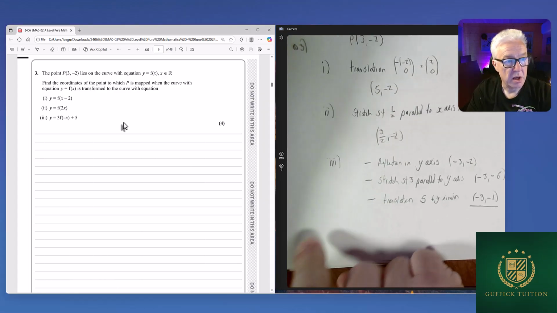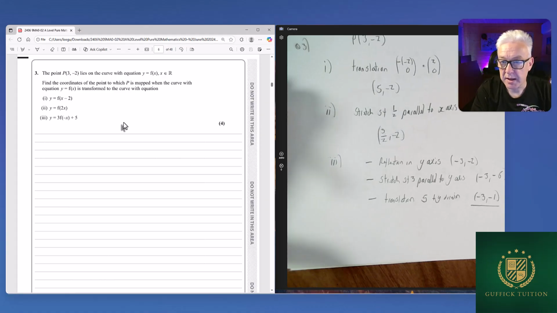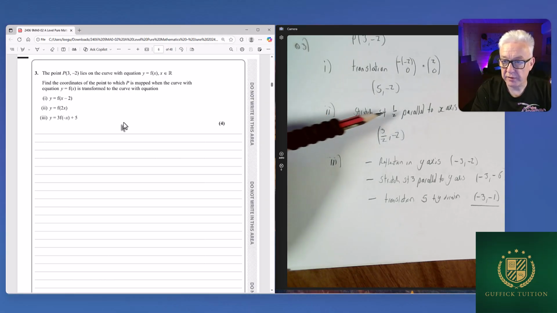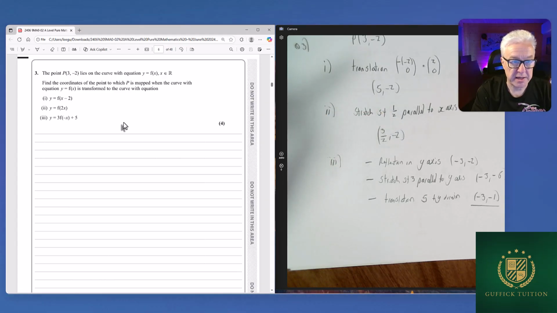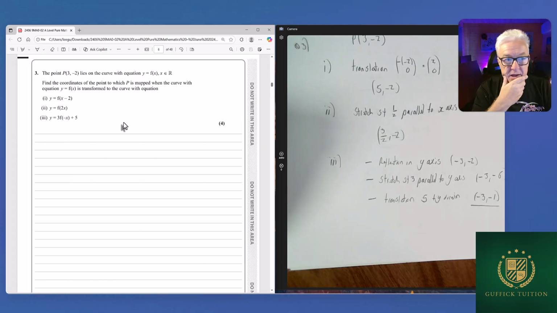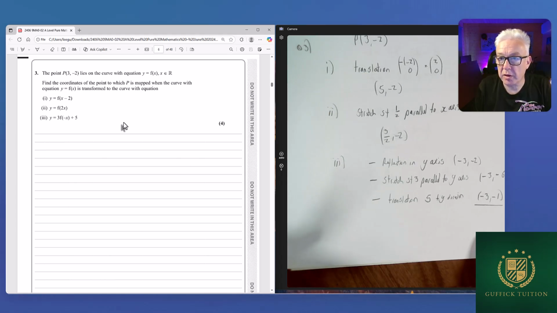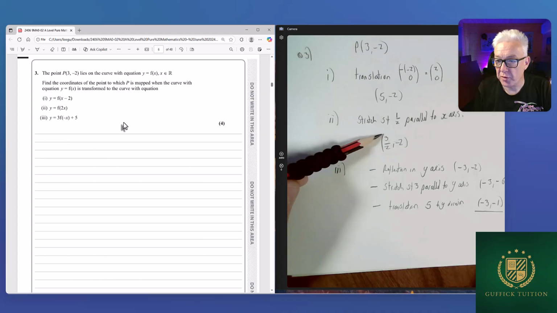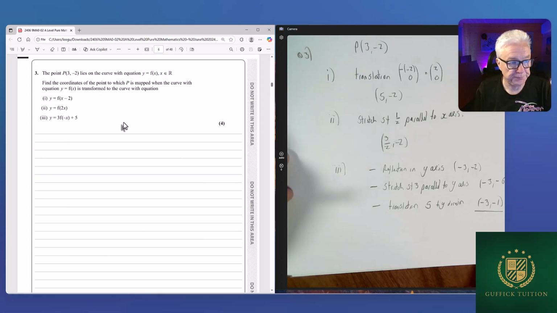Number 2, f of 2x. This is a stretch of scale factor 1/2 parallel to the x-axis. So that means if something's stretching parallel to the x-axis, then the x-coordinates are going to halve. So what was formerly the point 3, minus 2 has become 3 over 2, minus 2.